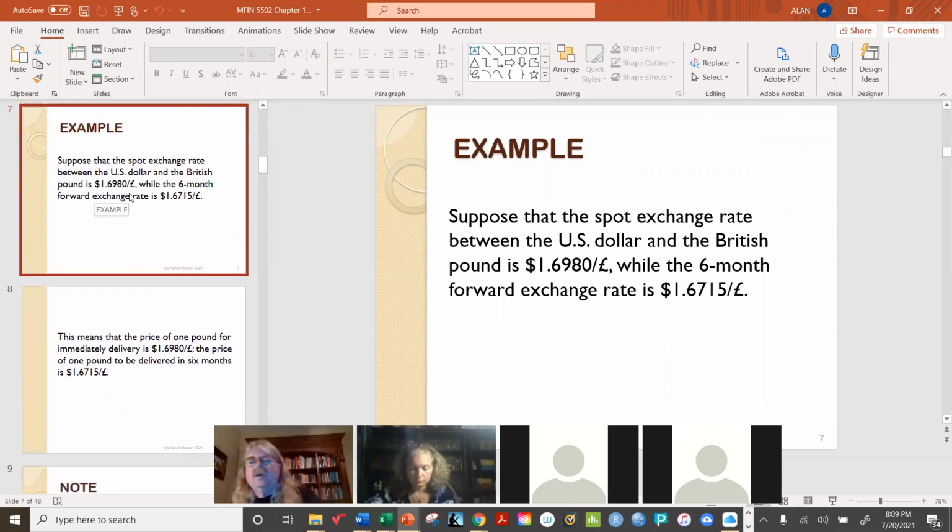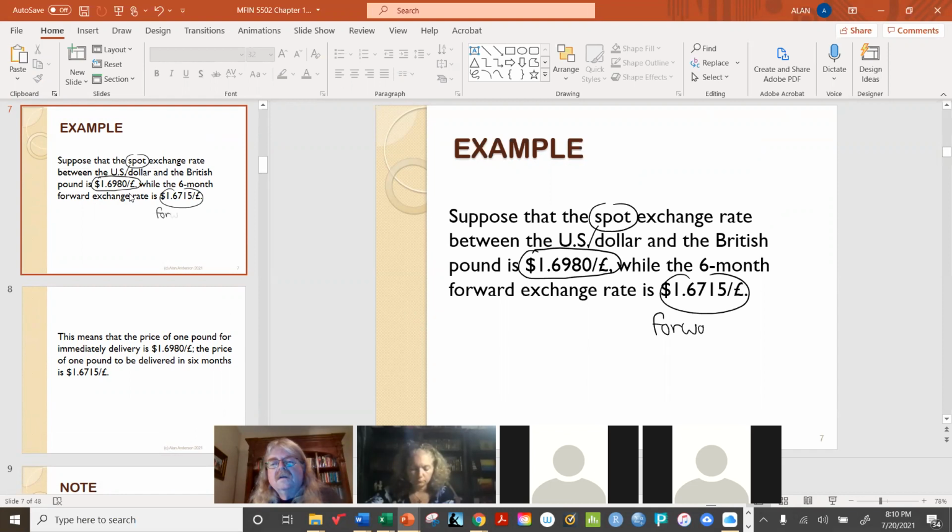So this first one, this is the price at which I could buy pounds for immediate delivery. It's called the spot exchange rate. This is known as the forward exchange rate, specifically because it's due to be delivered in 6 months. It's known as the 6-month forward exchange rate.